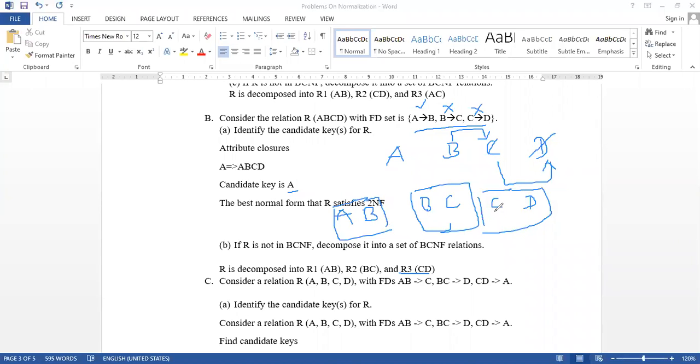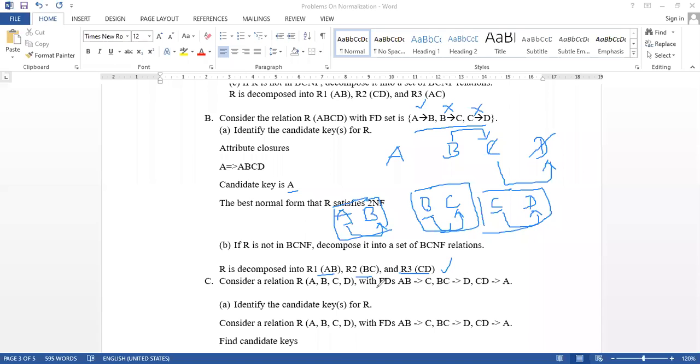Now see this table. Here, what is the candidate key? C. FD is C to D. Here, B is the candidate key. FD is B to C. Here, A is the candidate key. FD is A to B. Now it is decomposed into BCNF. So R is decomposed into one table AB, next BC, then CD.